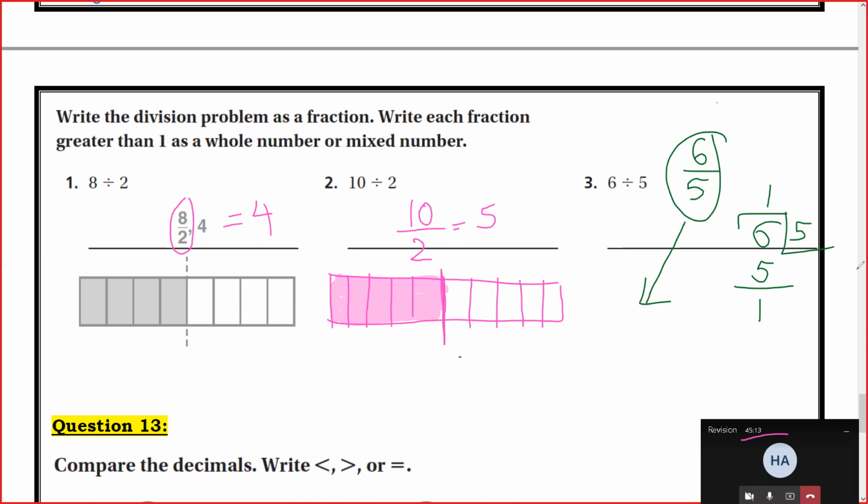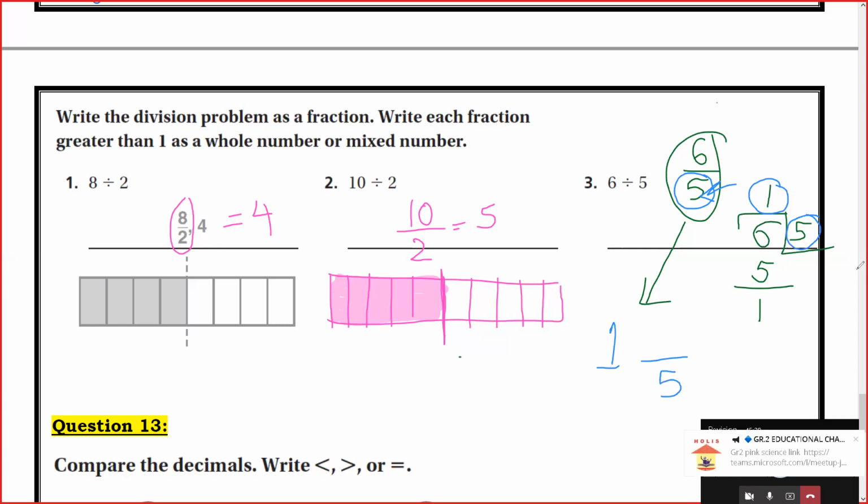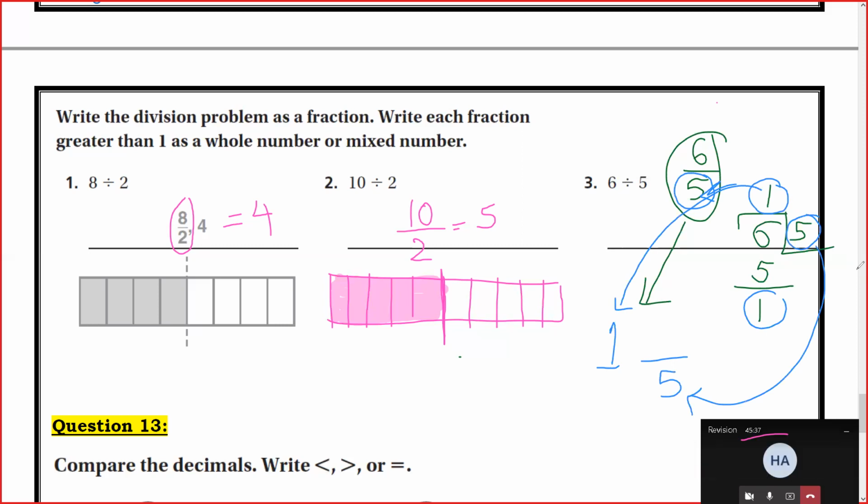You will divide 6 by 5, and the answer is 1. So this number 1, write it here. And what is the denominator here? 5. Keep it down, 5. And now look here. Here we have 3 numbers. 1, I wrote it here. 5, I wrote it down. So what's the number left? 1. So if I wrote this number, it will be 1 and 1 over 5.